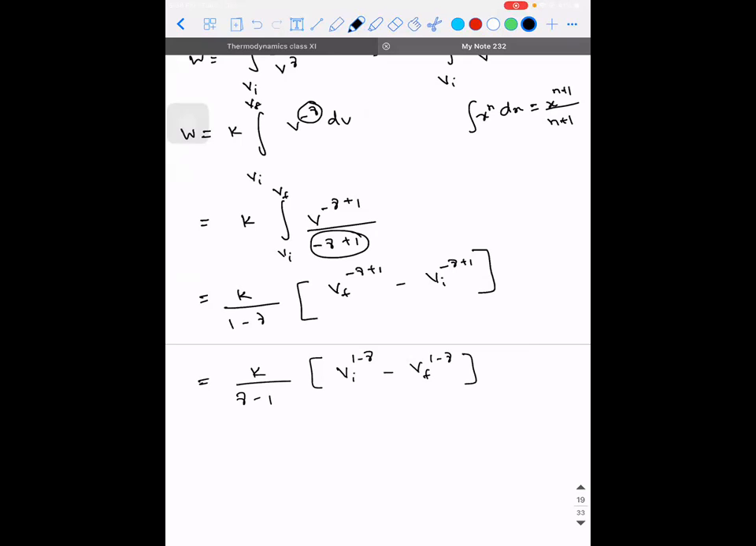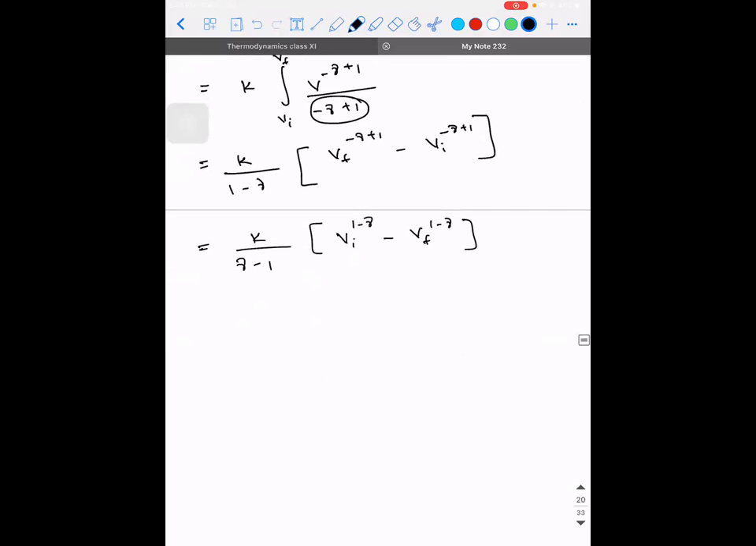So I told you P V power gamma is equal to constant, right? From this, what we can conclude is pressure under the first scenario into volume under the first scenario to the power gamma is equal to P2 into V2 power gamma. So I can write P initial into V initial power gamma is equal to P final into V final to the power gamma.